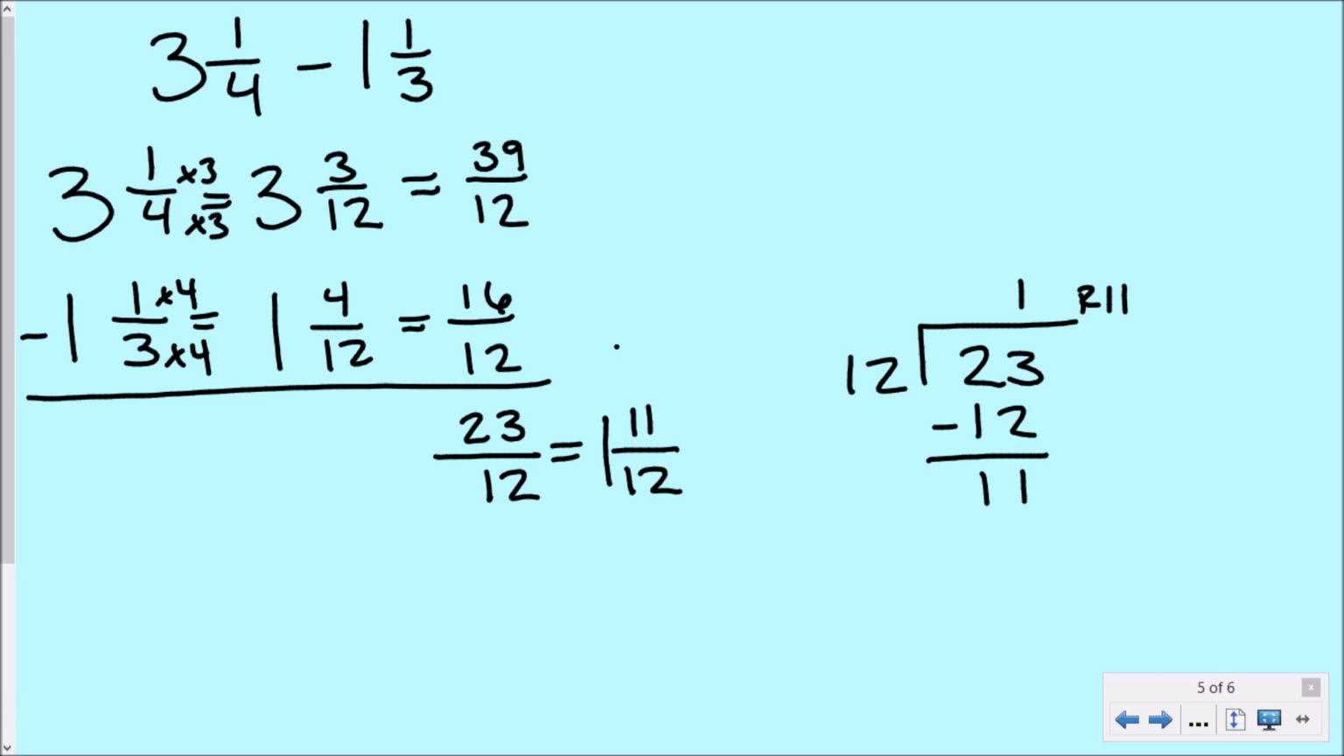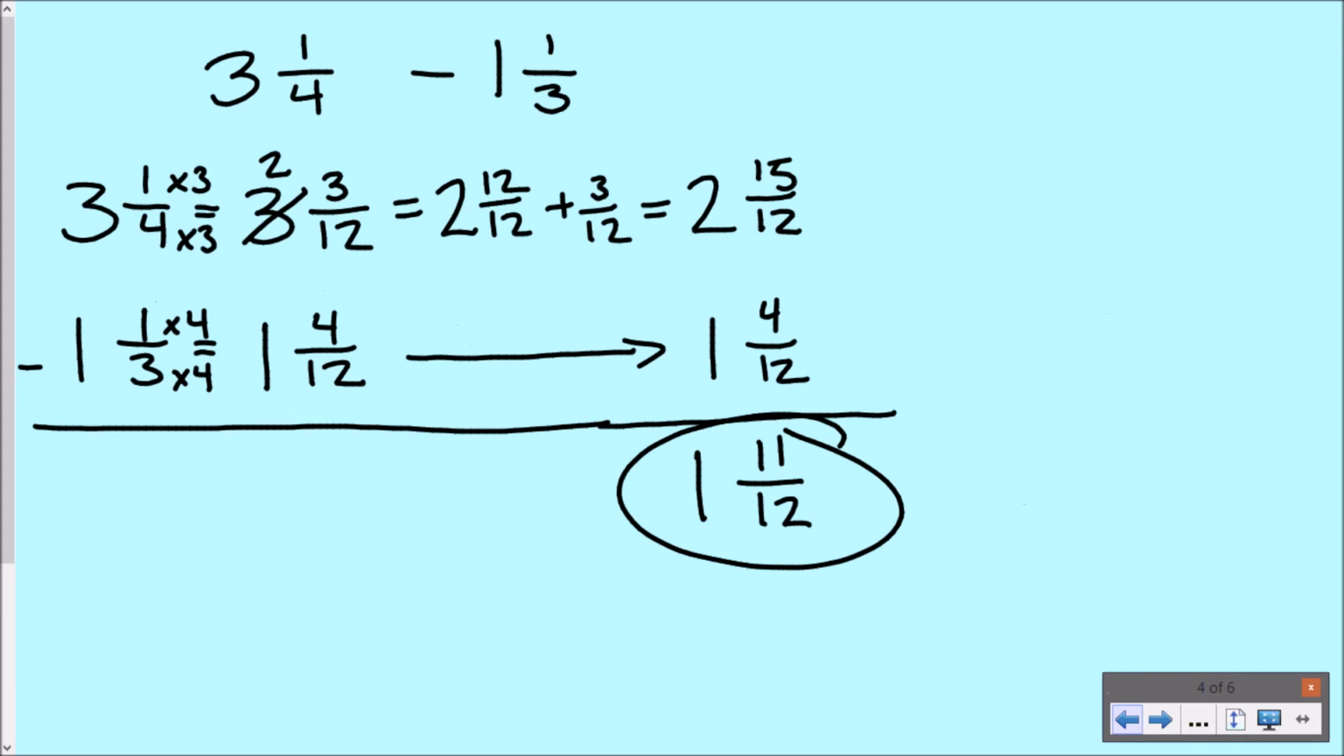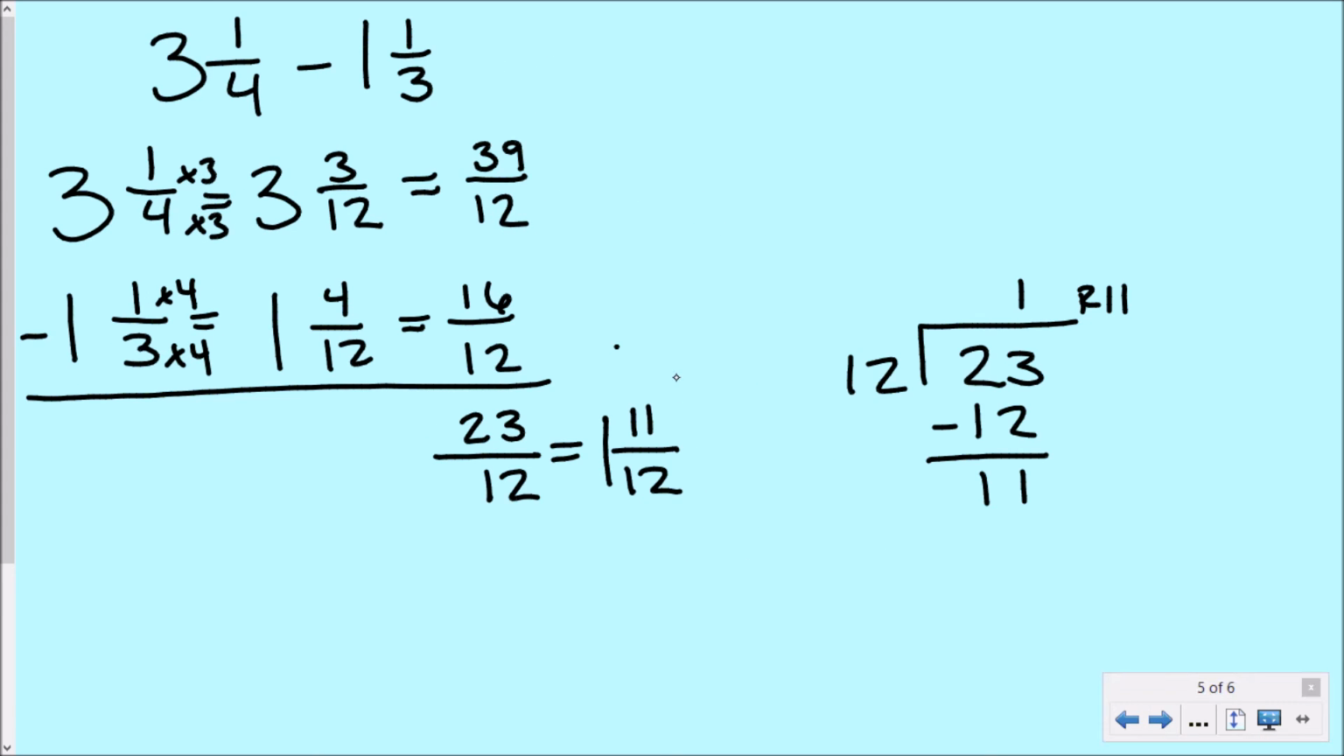So you'll notice in both of these examples, when I use regrouping and when I use improper fractions, I ended up with the same final answer, which is 1 and 11/12.